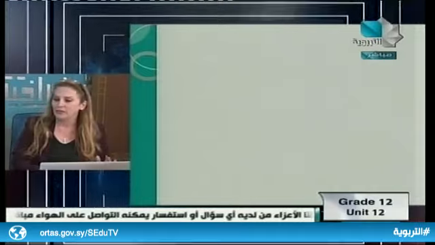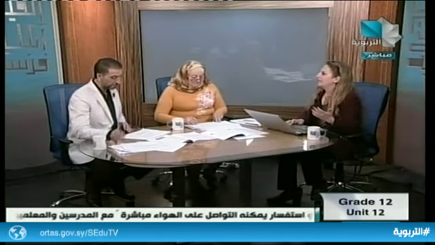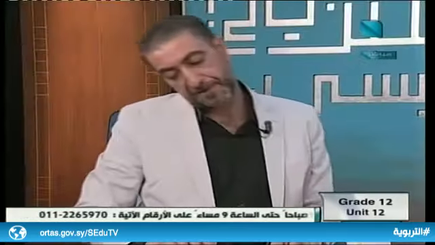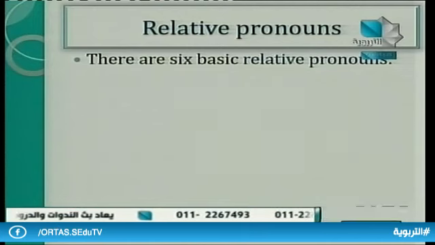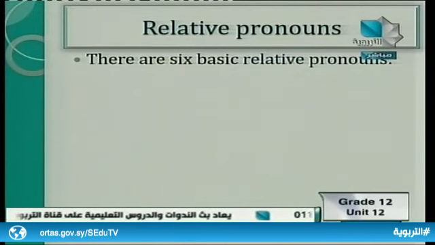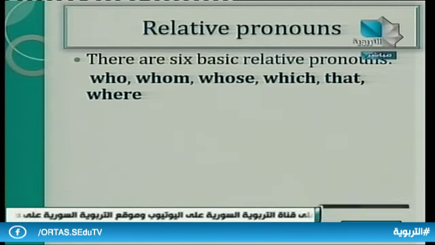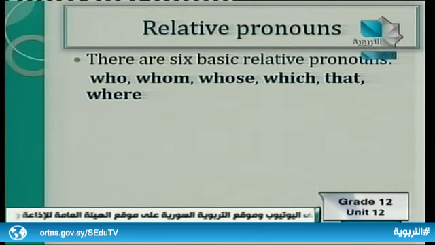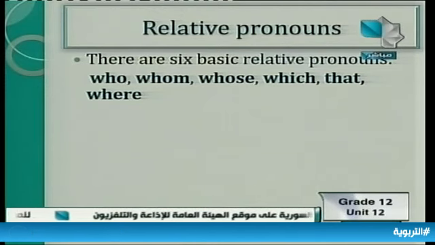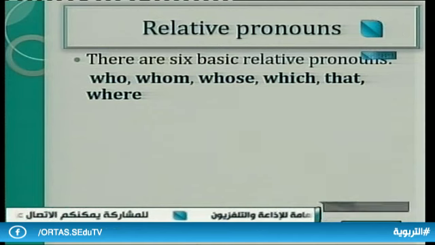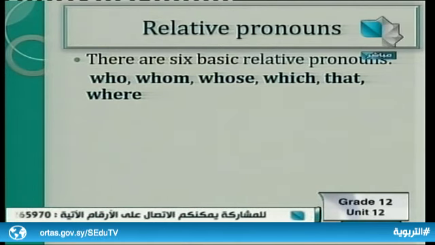Well, what about the relative pronouns? What are they, as the students may ask? You are talking about relative clauses and relative pronouns. We have six basic relative pronouns: who, whom, whose, which, that, and where. Who for the subject, and whom for the object. We use who to refer to the subject of the sentence, and whom to refer to the object in the sentence. And they are generally used for people.